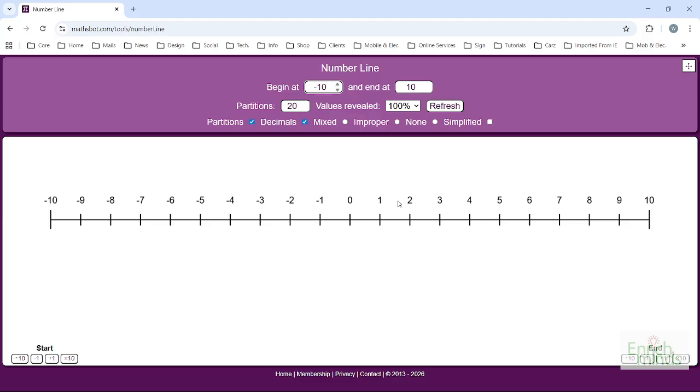If we are adding positive numbers, we move to the right side. So if we have to add 3 and 4, we start at 3 and go 4 steps ahead. Starting at 3, 1, 2, 3, 4, we land at 7. So the sum of 3 and 4 is 7.